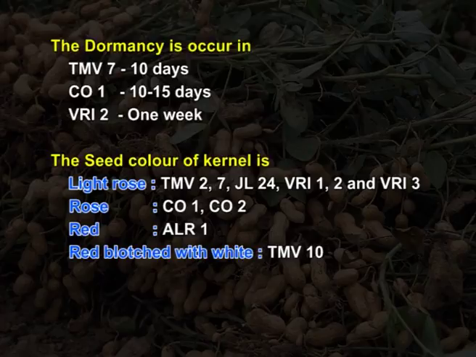The seed color of the kernel varies according to the varieties. It is light rose in the case of TMV 2, 7, JL 24, VRI 1, 2 and 3, rose color in the case of CO1 and CO2, and red color in the case of ALR 1. Red blotched with white in the case of TMV 10.